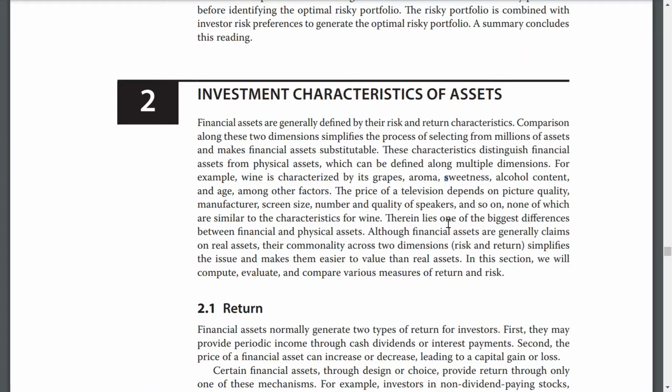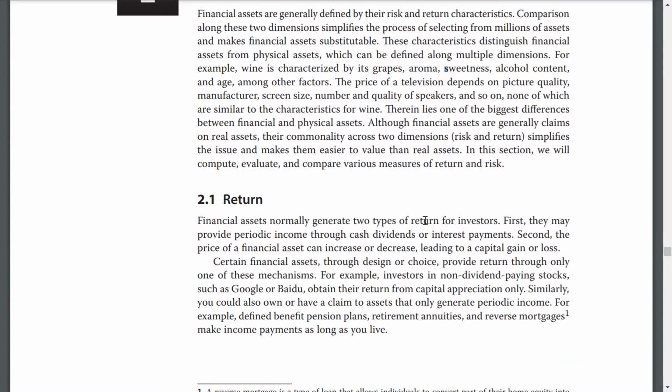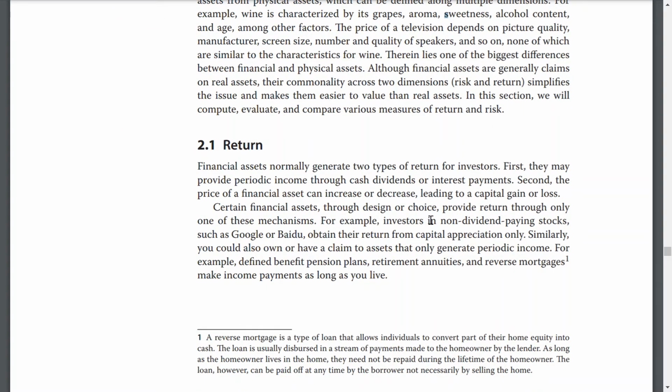Returns. A financial asset normally generates two types of returns for investors. First, they may provide a periodic income through cash dividends or interest payments. Second, the price of a financial asset can increase or decrease, leading to capital gains or losses. Certain financial assets, through design or choice, provide a return through only one of these mechanisms. For example, investors in non-dividend-paying stocks such as Google or Baidu obtain their returns from capital appreciation only.